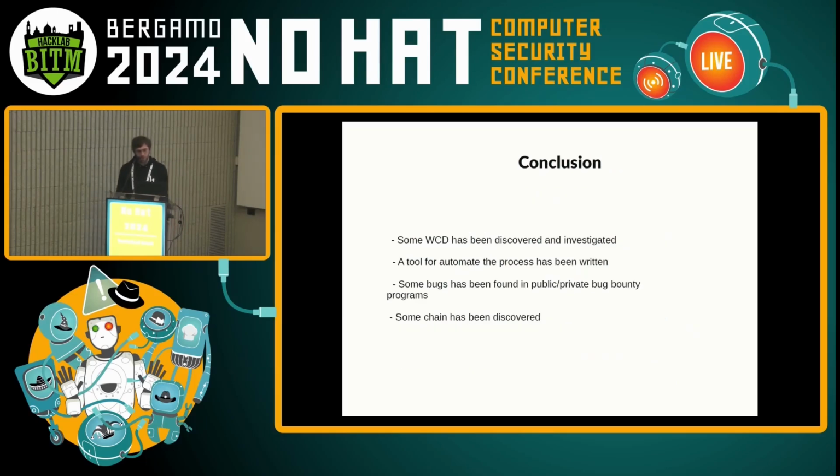Conclusion: some web cache deception has been discovered and investigated by myself. A tool to automate the process has been written. Some bugs have been found in public and private bounty programs. Of course, I earned some money. As I said previously, I come from a poor family, so I need money. Some chains have been discovered, and maybe there are other chains, I don't know. You can investigate by yourself.